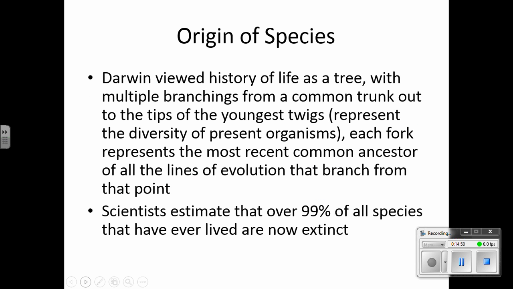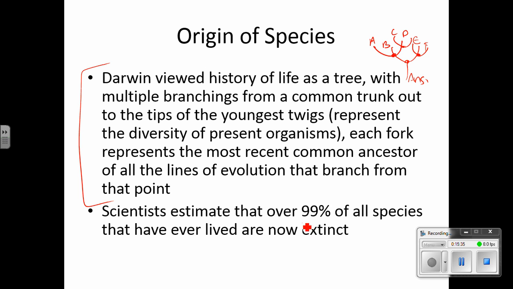Darwin viewed history of life as a tree with multiple branchings from a common trunk out to the tips of the youngest twigs, which represent the diversity of present organisms. Each fork represented the most recent common ancestor of all the lines of evolution that branch from that point. He actually had a really good idea, and this is where we get a lot of our phylogenetic trees and our cladistics now. So he saw it like this: ancestor, species, ancestor, species, and then eventually all of these were different species of this common ancestor.